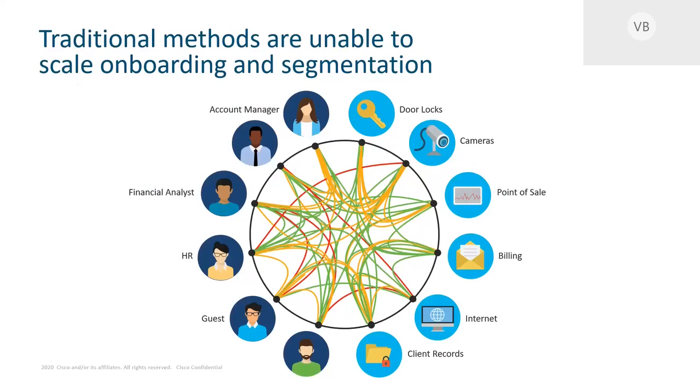So for example, in this particular scenario, we have taken an example of an enterprise, in this case a financial one. So you may have financial analysts, of course, you may have HR, you have a network for the guest, you have network security, and you have all of these things on the right-hand side.